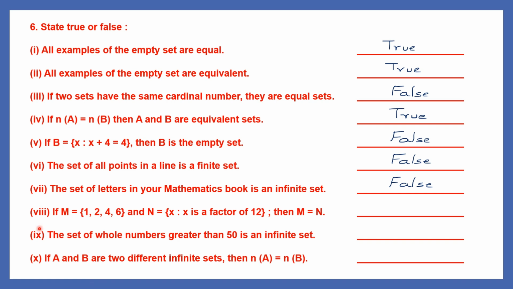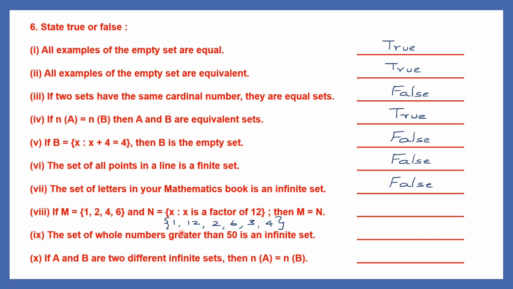Next one. If M is equal to {1, 2, 4, 6} and N is such that x is a factor of 12. Okay, now we have to find the factors of 12. We have the elements of set M. We don't have the elements of set N. So let's write the elements of set N and see whether it's the same. So factors of 12. 1 into 12 is 12. 2 into 6 is 12. 3 into 4 is 12. So these are all the elements of set N.